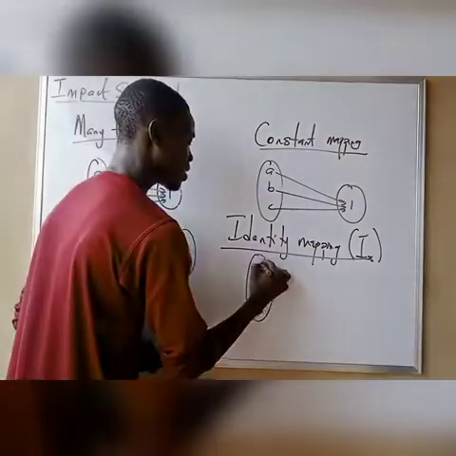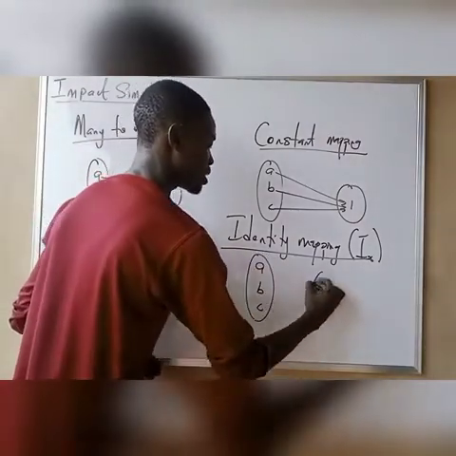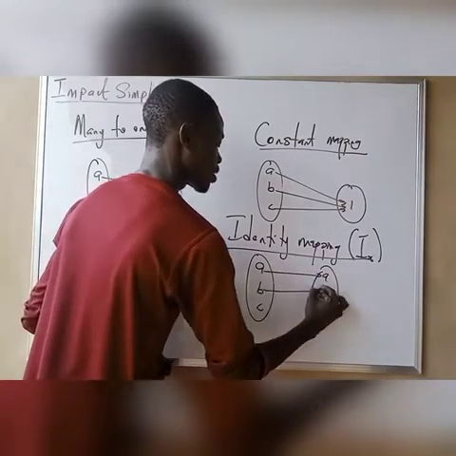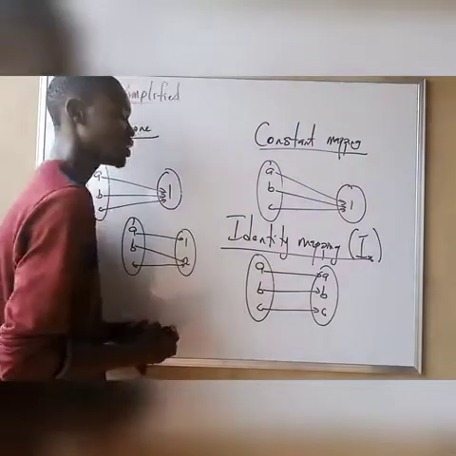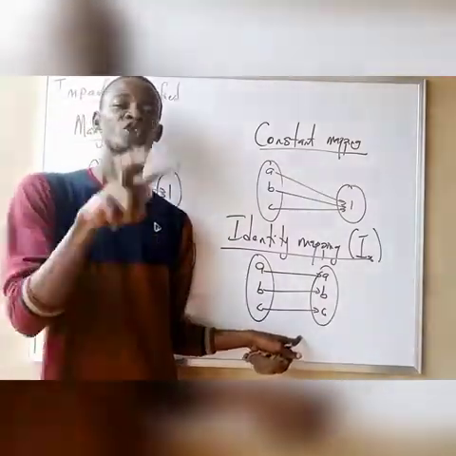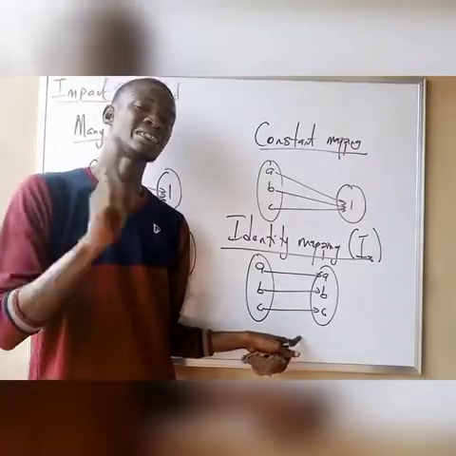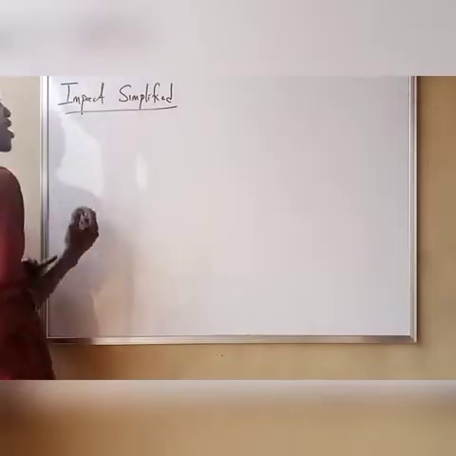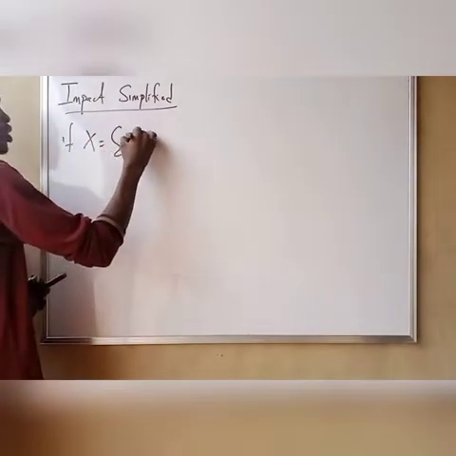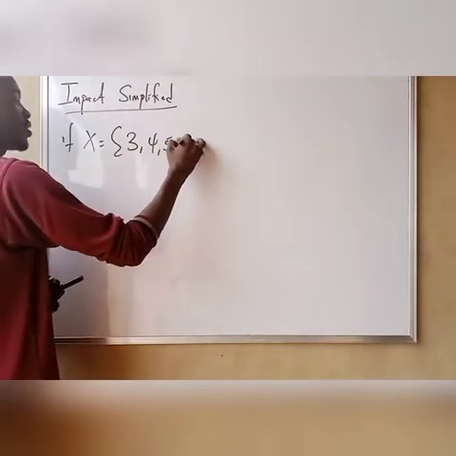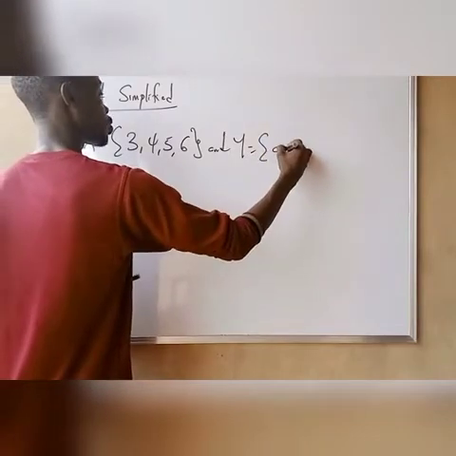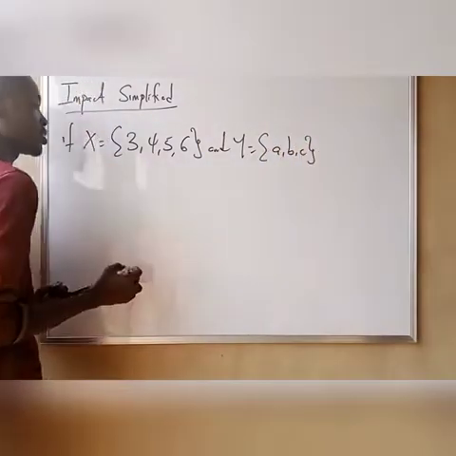So for identity mapping, if we have a function to be ABC, and also we have this function to be ABC, A is linked to A, B to B, C to C. This function is identity mapping. So we have summarized the conditions and the meaning of it. Now, let's look at some practical examples. Let's look at this. They said if x is equals to 3, 4, 5, 6, and y is equals to A, B, C.